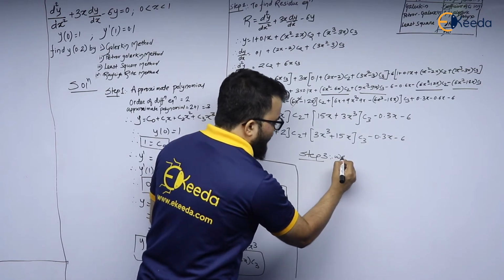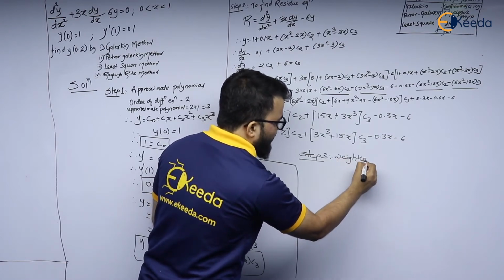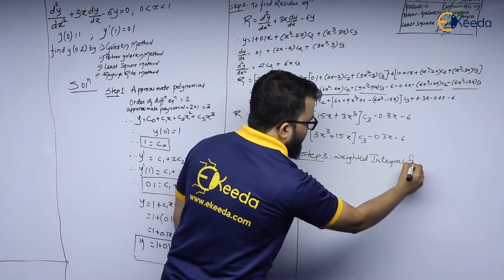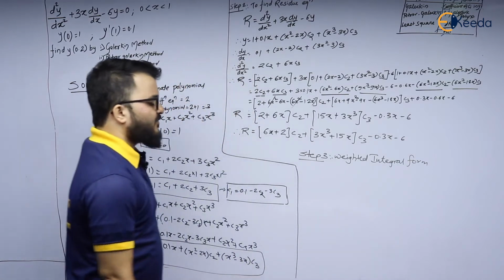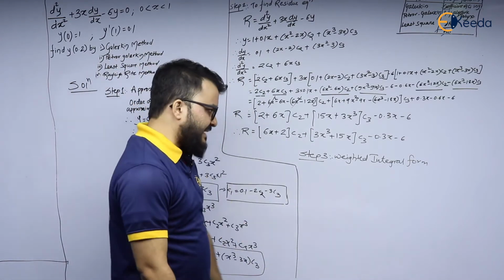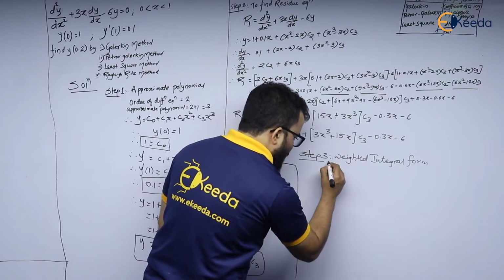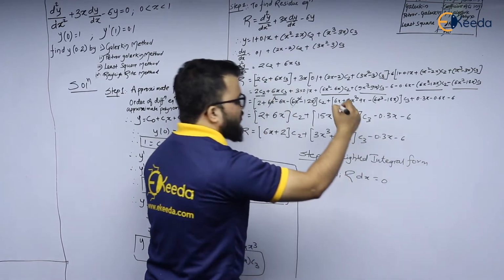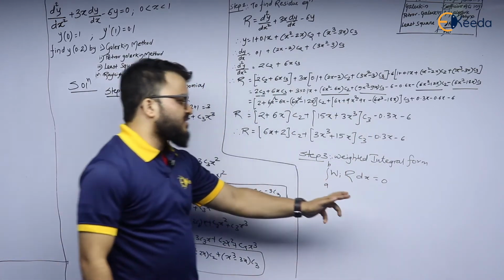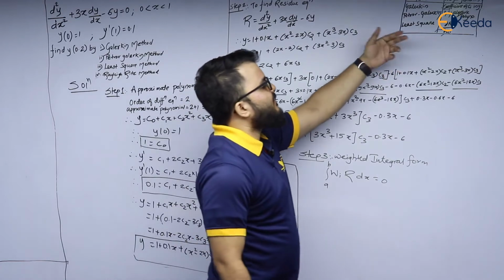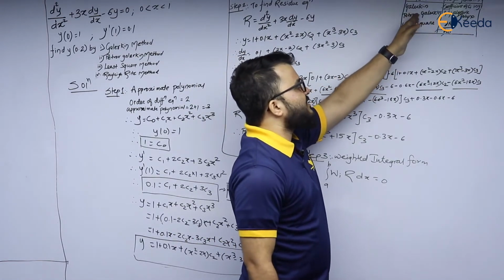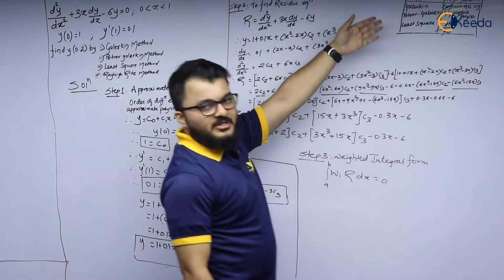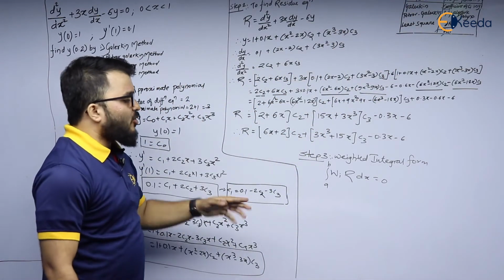Step number 3 is the weighted integral form. We know that the formula for weighted integral form is the integral over domain a to b of wi r dx equals 0, where wi is the weight function, which can be changed by using different methods. If it is Galerkin, there is a different weight function. If it is Petrov-Galerkin, there is a different weight function. If it is least square, there is a different weight function. So it will be changed according to my methods.